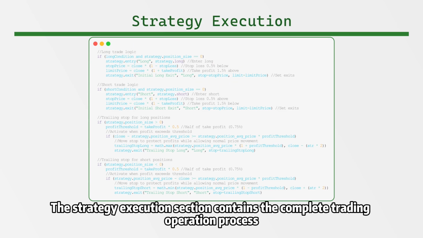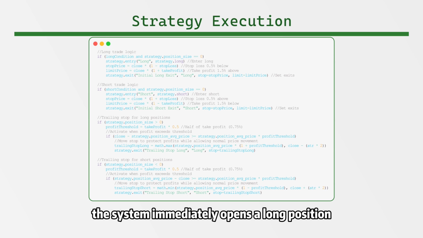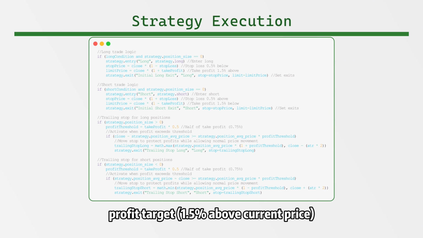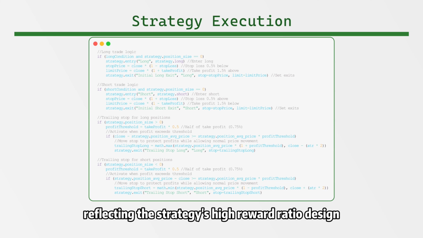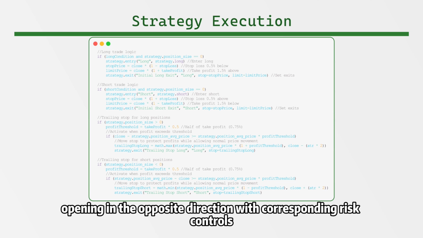The strategy execution section contains the complete trading operation process. When long conditions are met, and there is no current position, the system immediately opens a long position, setting an initial stop loss 0.5% below current price and profit target 1.5% above current price, reflecting the strategy's high reward ratio design. Short trades follow the same principle, opening in the opposite direction with corresponding risk controls.